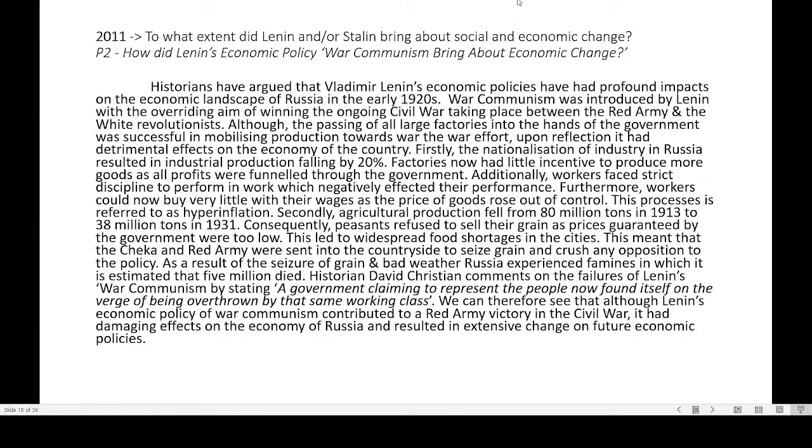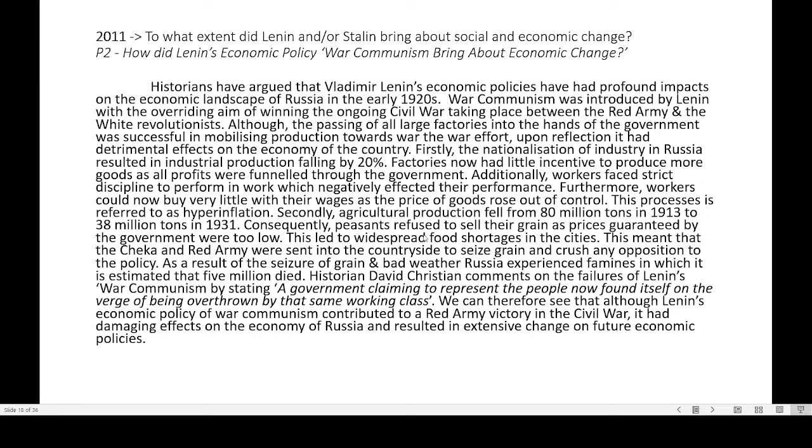Firstly, the nationalization of industry in Russia resulted in industrial production falling by 20%. Factories now had little incentive to produce more goods, as all profits were funneled through the government. Additionally, workers faced strict discipline to perform in work, which negatively affected their performance. Furthermore, workers could now buy very little with their wages as the price of goods rose out of control. This process is referred to as hyperinflation.